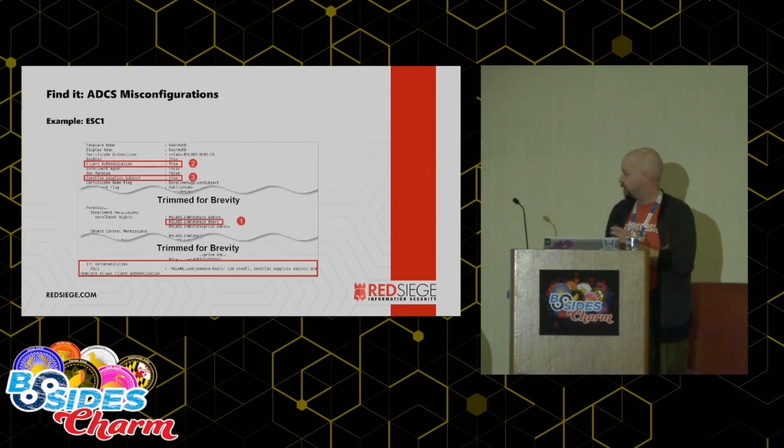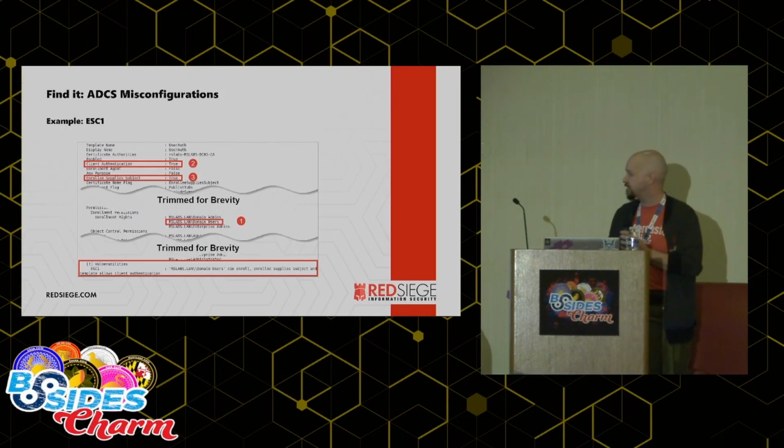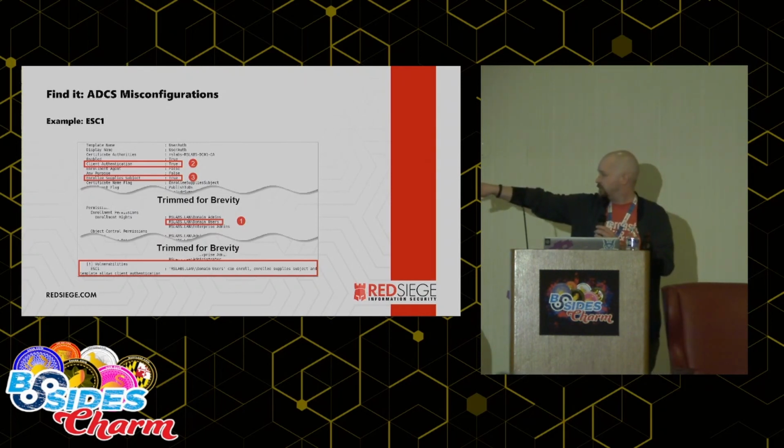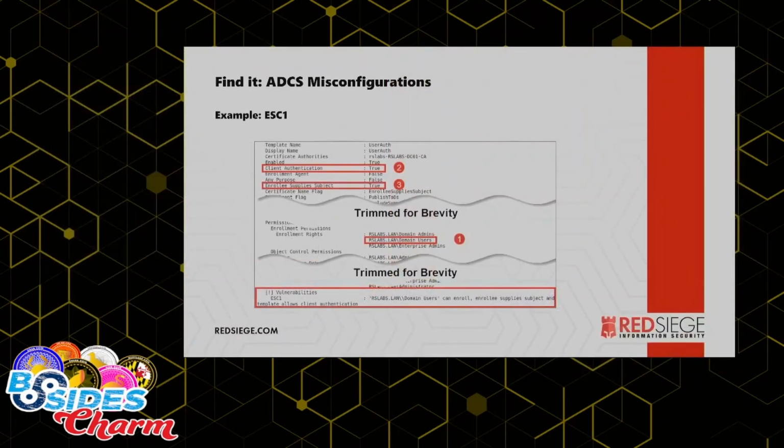What I'm showing here is an example of ESC1, one of the particular attacks. So you see, bullet 1, enrollment rights, domain users. So anybody can enroll in a certificate using this template. Number 2, client authentication. The certificate you get can be used to log into something else. Problem is really number 3 there, enrollee supplies subject.